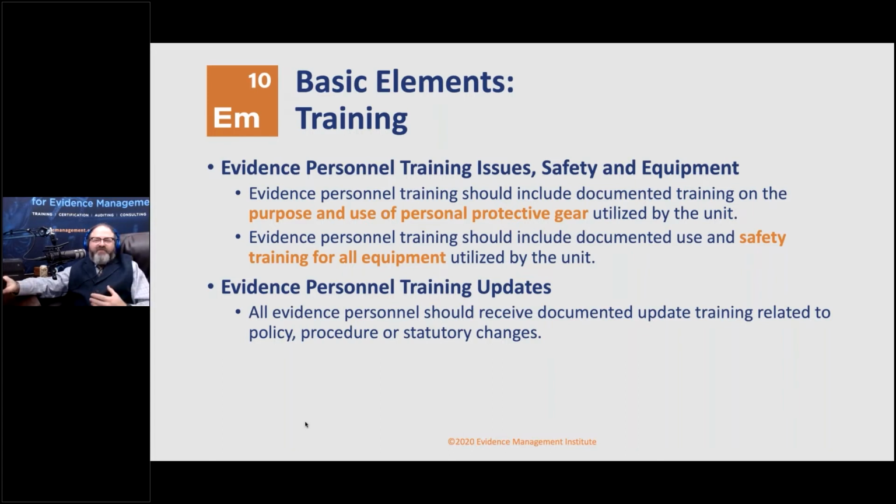Officers receive training on personal protective gear, PPG, with respect to maybe riot masks or things that they're going to use in the field. But we need to teach our evidence managers how to use the stuff and how to apply the stuff so that it's going to protect them from exposure when they're exposed to something, and teach them the appropriate times and uses and places for personal protective gear.